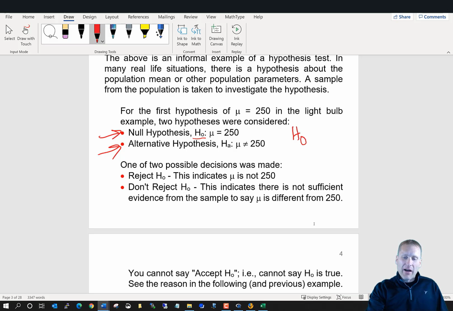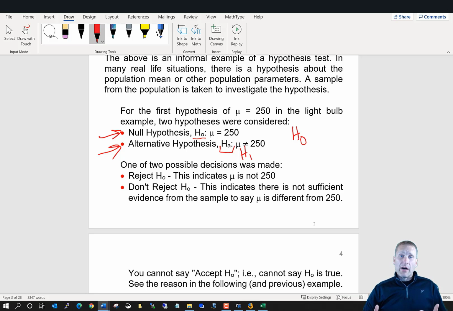Our alternative hypothesis then is the opposite of what's in the null hypothesis. And in a formal manner, we denote this by H with a subscript A, colon, mu not equal to 250. Sometimes people will put H with a subscript 1 instead. So when we do hypothesis testing, we will always state our null and alternative hypothesis. We will call them H-oh and H-A.